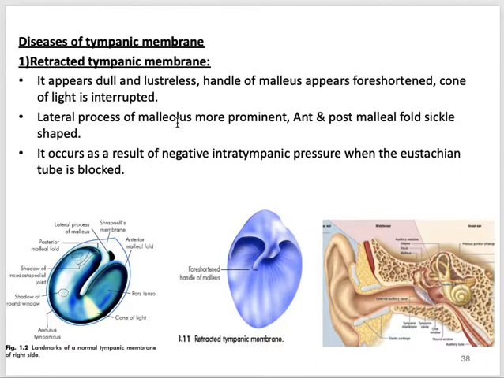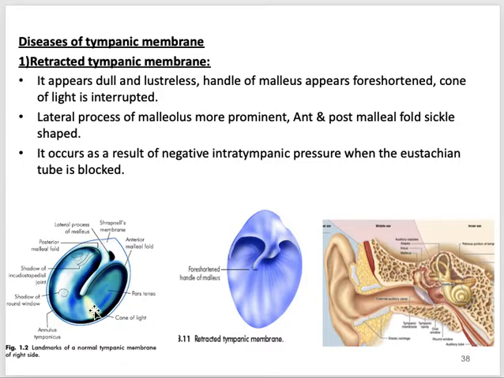Diseases of the tympanic membrane. First of all, you must know how a normal tympanic membrane looks. I explained this in the previous lecture. It is shiny, pearly gray in color with concavity on its lateral surface. We can see the tip of the malleus, and a bright cone of light in the anteroinferior quadrant.